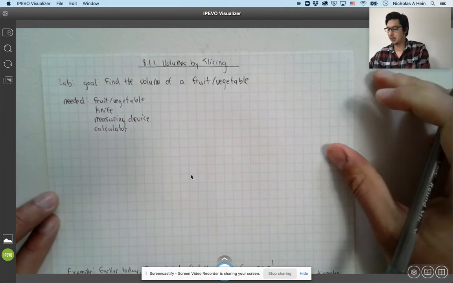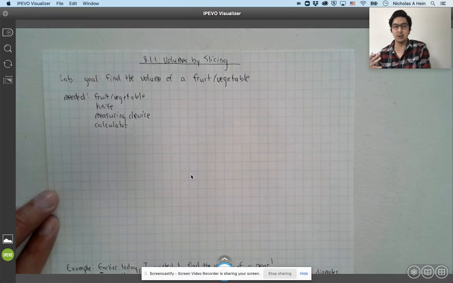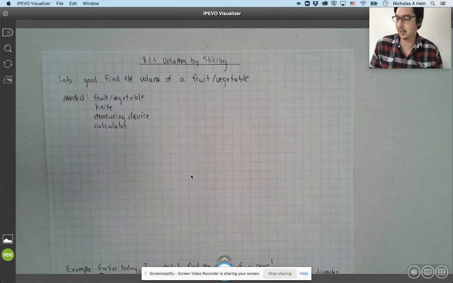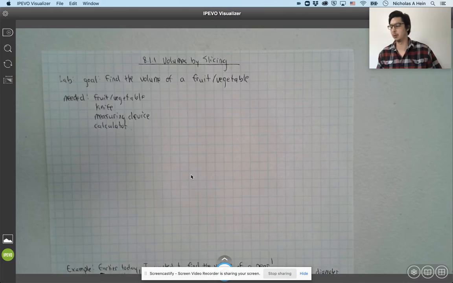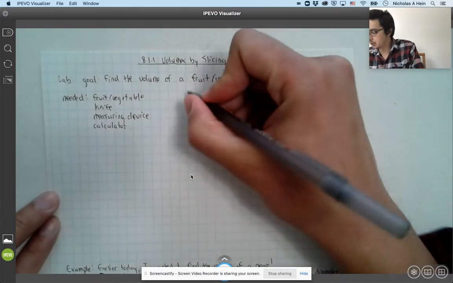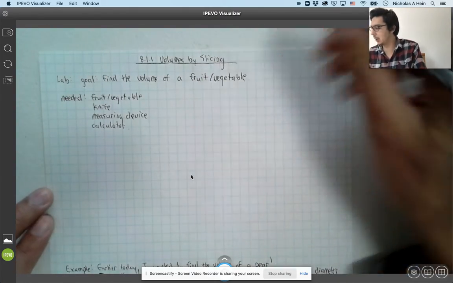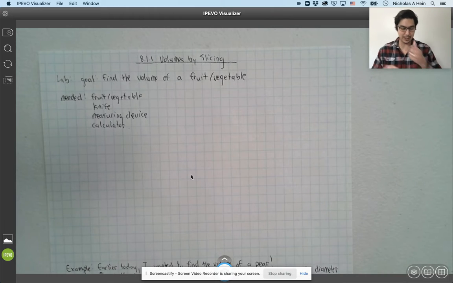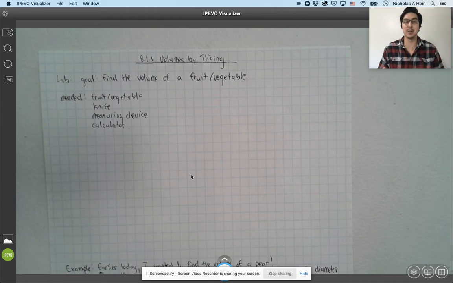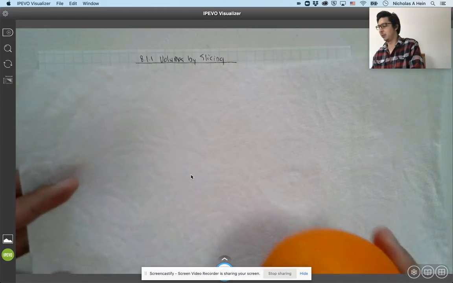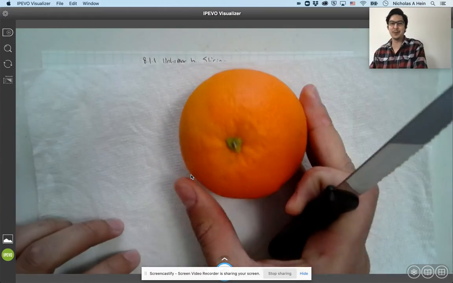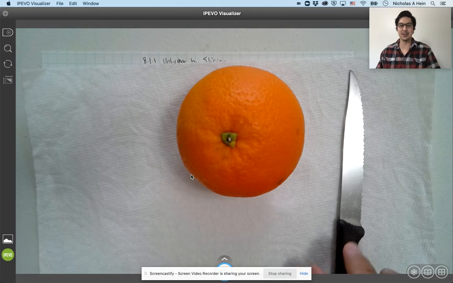Okay. So if you want to do it yourself, you can. If not, you can just follow along with my demonstration lab and use my data to help answer number one. All right. So I'm going to demonstrate the lab so you can use the data for number one. So what I have here is, I know the problem talks about a lime, but I do not have a lime in my fridge at the moment. So I have an orange. There is an orange.